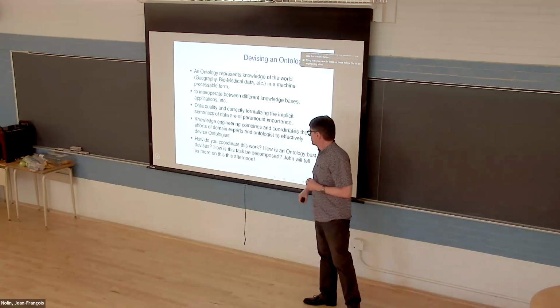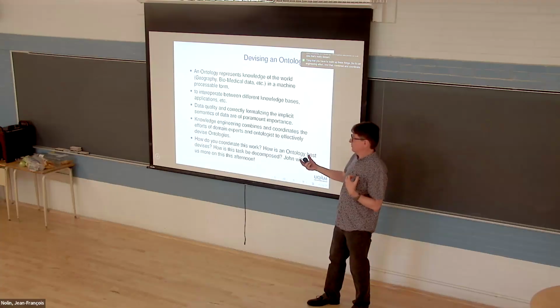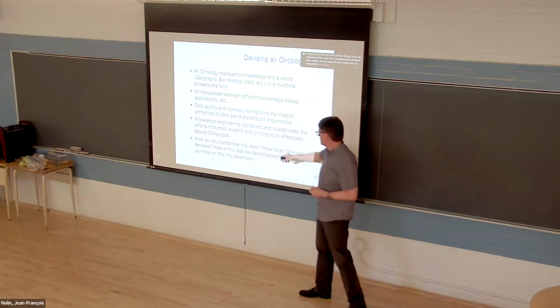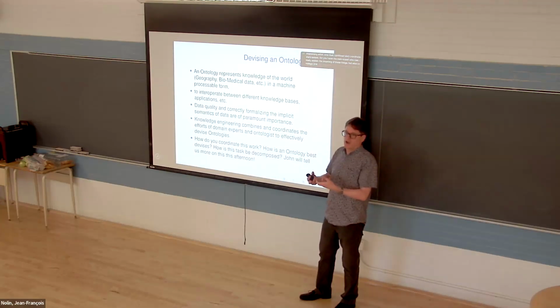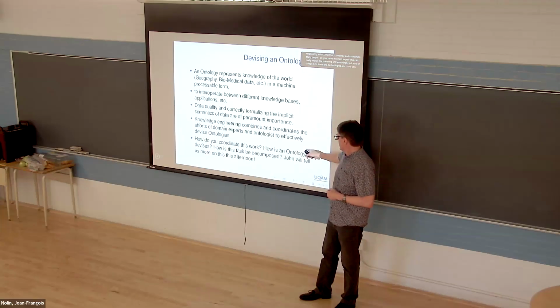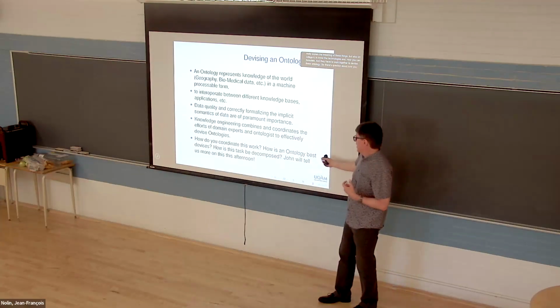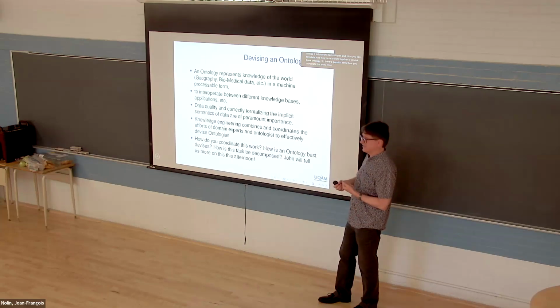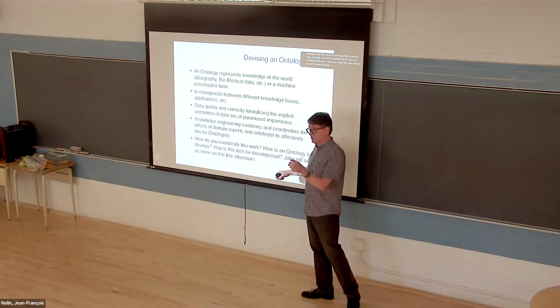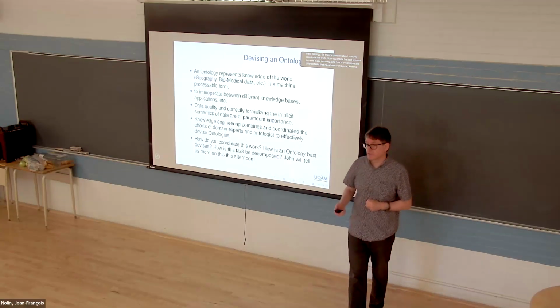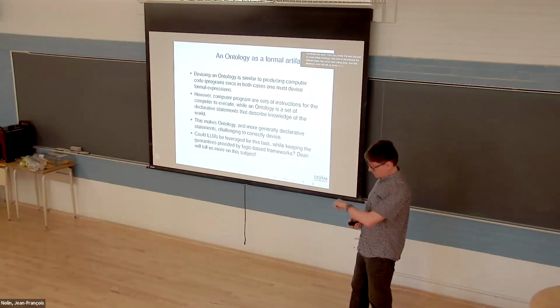And that combines and coordinates many people. You have domain experts who can really explain the meaning of these things, but also ontologists who know the technologies and how to formalize them, and they have to work together to devise these ontologies. So there is this question about how you coordinate this work, how you create the best process to create these ontologies, and how to decompose the different tasks that have to be done. And this afternoon, John will tell us more about these questions.